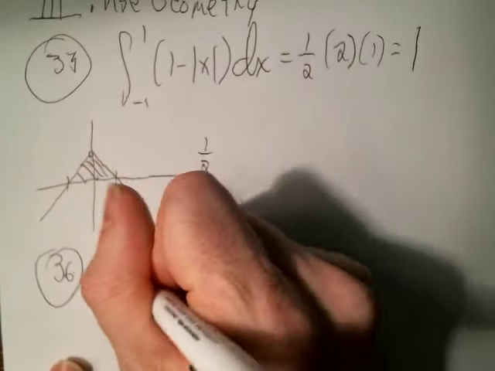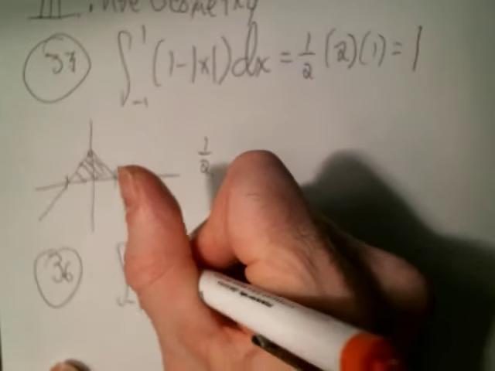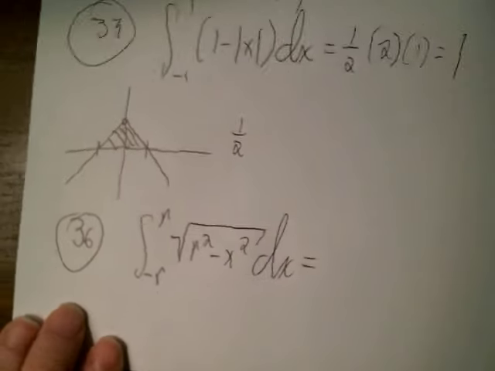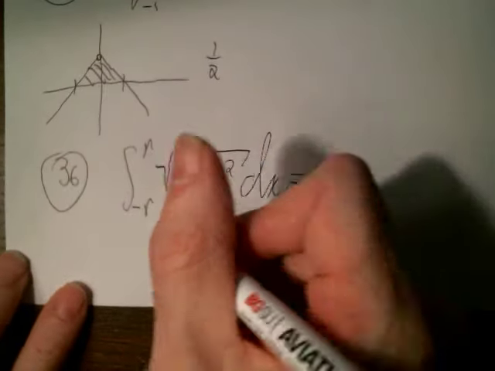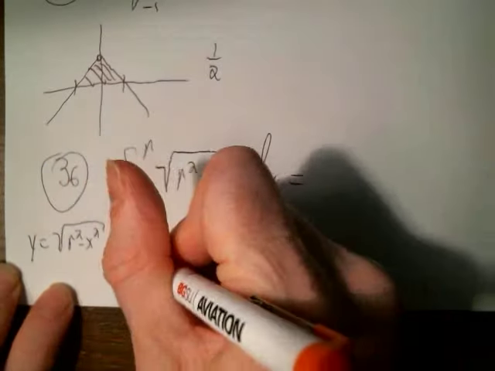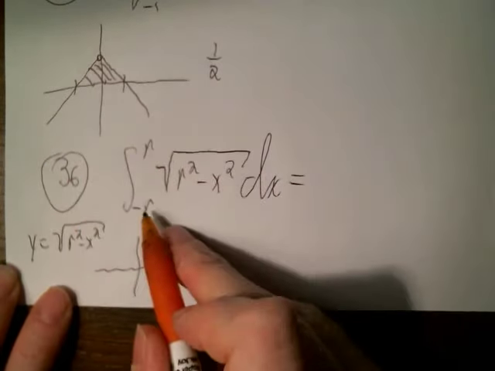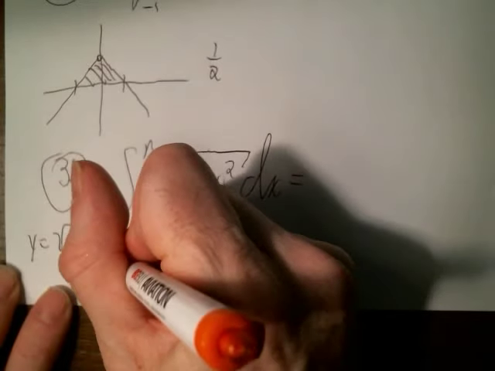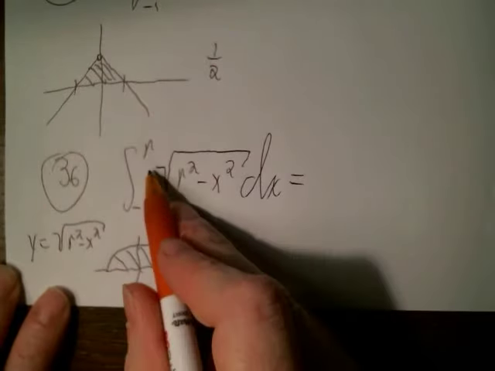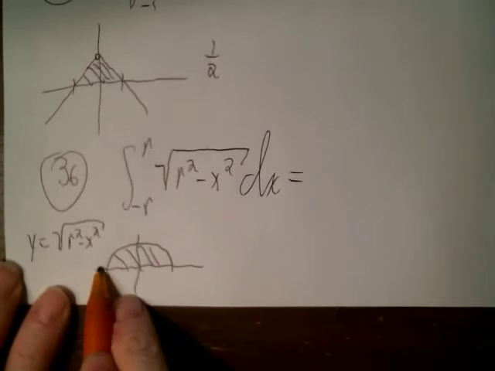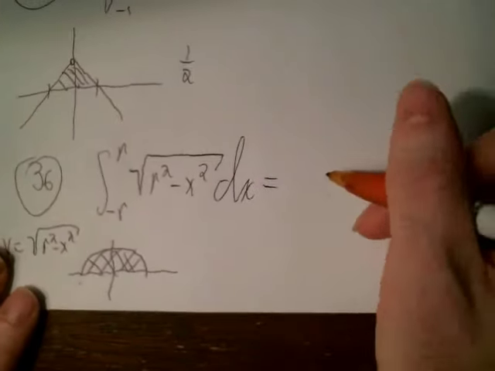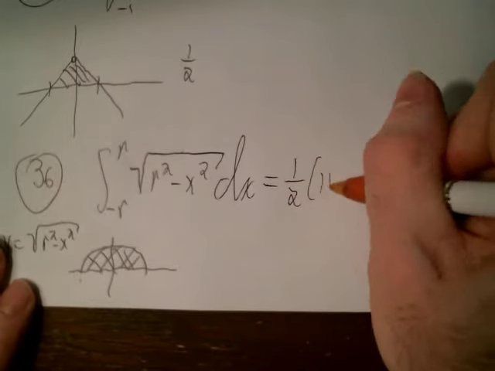Here's one that is more hardcore. And what the heck is that thing? Well, this curve here, if you think about it, y equals the square root of r squared minus x squared. That's the upper hemisphere of a circle, and we're integrating from negative r to r. So this guy right here is this upper hemisphere of a circle. Going from negative r to r, we're trying to find this area. In other words, half the area of a circle. So it's 1/2 times pi r squared.